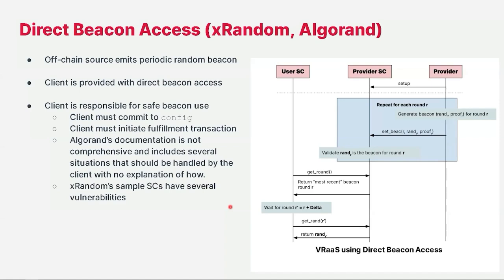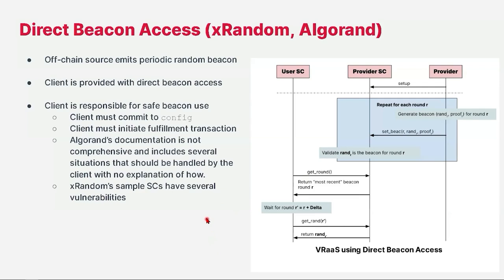And to prove that it's difficult to use this randomness, if you look at XRandom's documentation, their sample smart contracts actually have several vulnerabilities. We're able to indefinitely delay the function from executing, and they also misuse randomness where you can bias a dice roll.